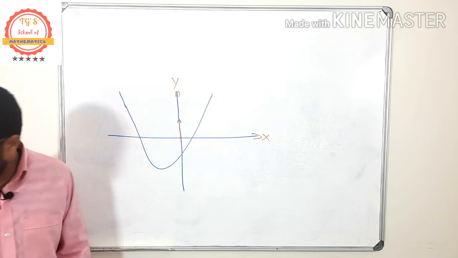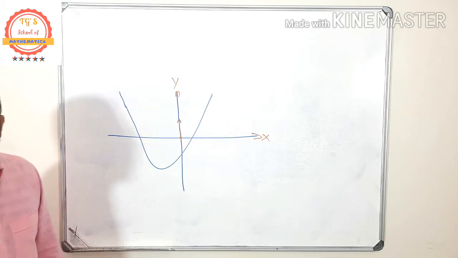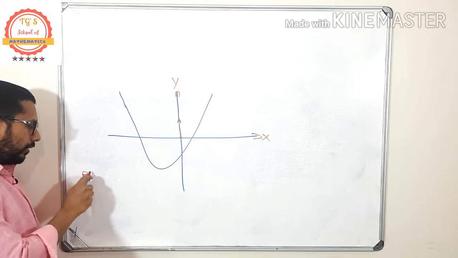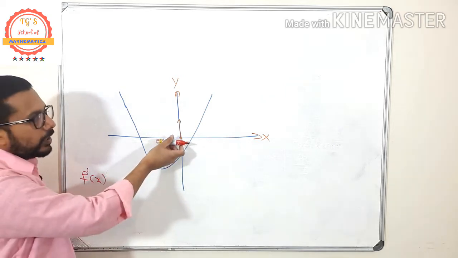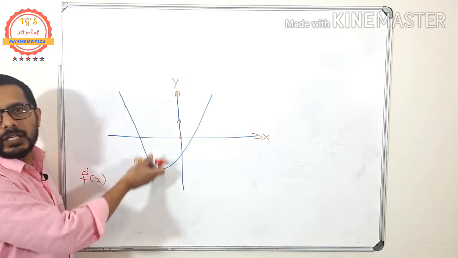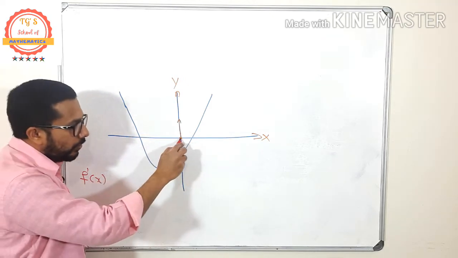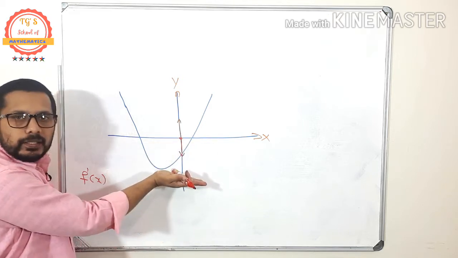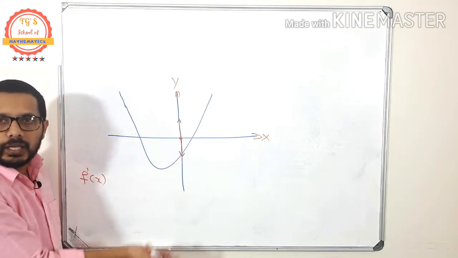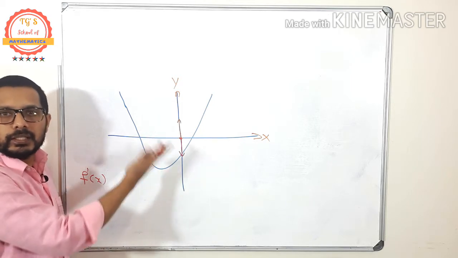Okay, then which one is y less than 0? Y is the same as f of x or f dash of x. Okay, so which one is y less than 0? f dash of x less than 0 from this point to this side. That means below the x-axis is known as y less than 0 or f dash of x less than 0.